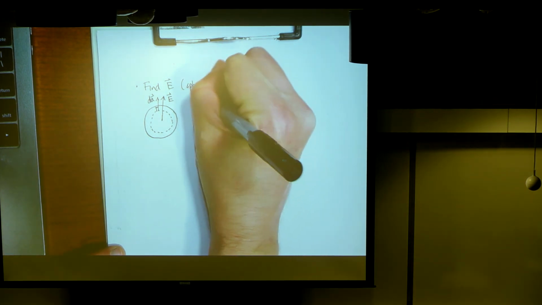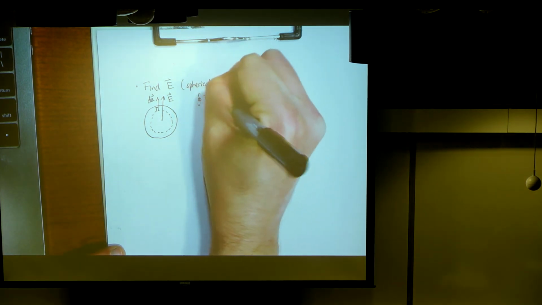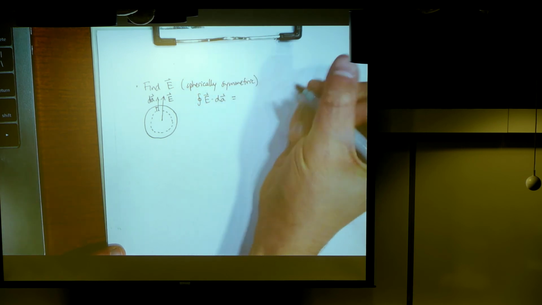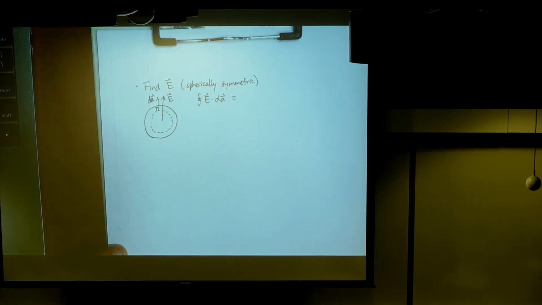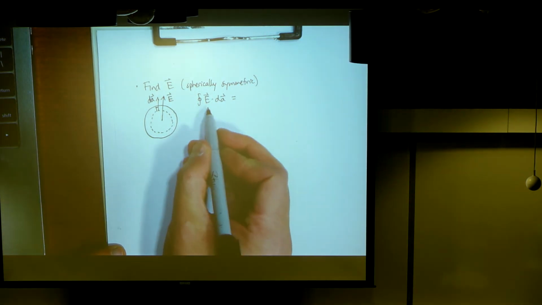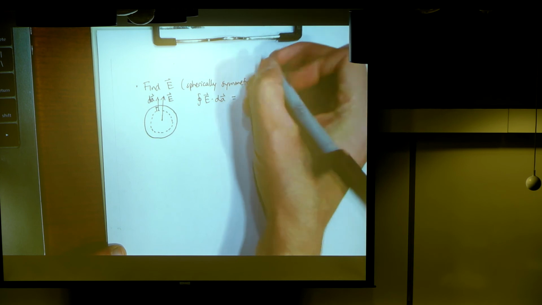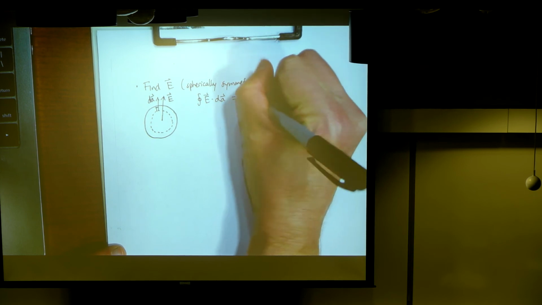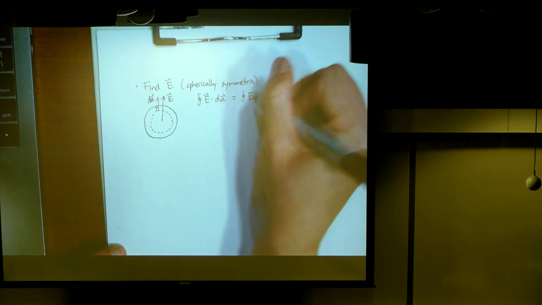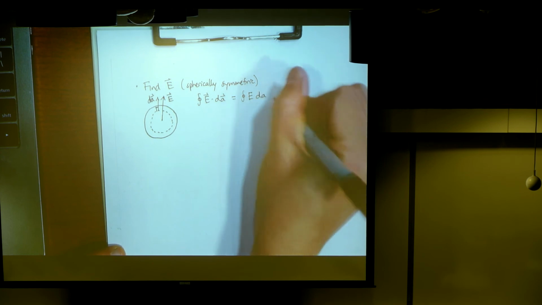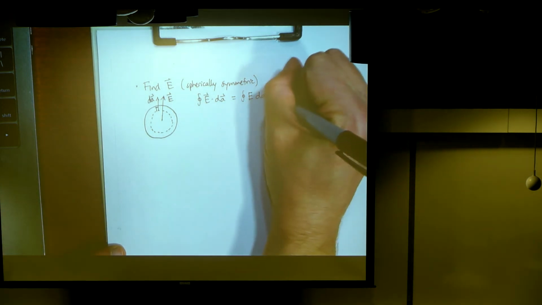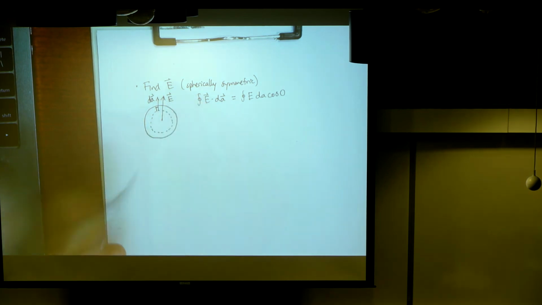The integral of E dot dA over this entire thing. Does anyone remember what this works out to? Yeah, it works out to E times 4 pi r squared. Okay, let's just go through it real quick. The reason for that is we have a dot product, which is E times dA, the magnitudes, times cosine of 0, because they're pointing in the same direction.